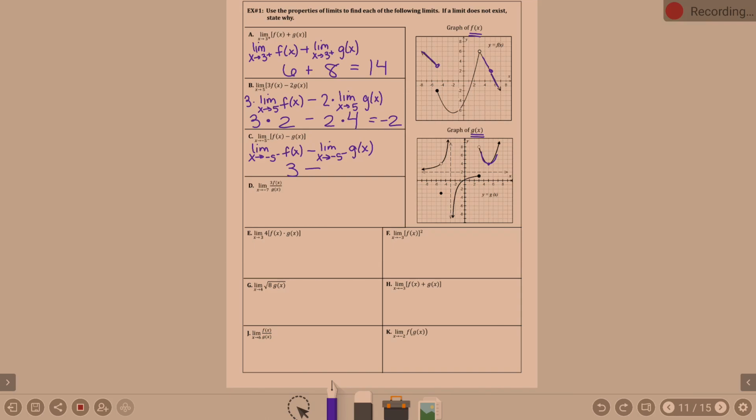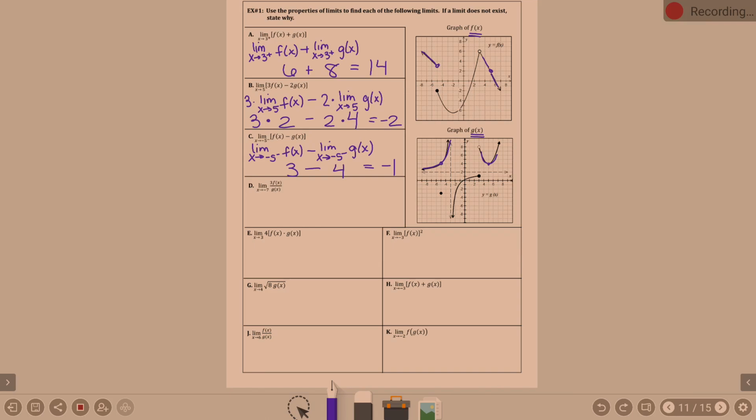Where are we at? Negative 3. No? Let's see. 4. Because where is the graph approaching? And it is approaching 4. Now, if we ask what is the value of the graph at that point, then we'd say negative 3, but the limit is where the piece is connected and approaching. Okay? And 3 minus 4 is -1.